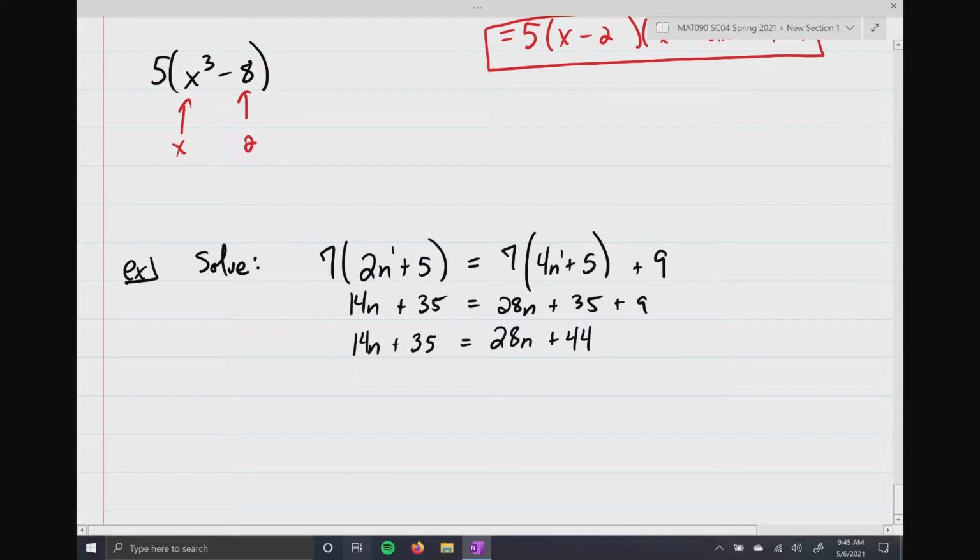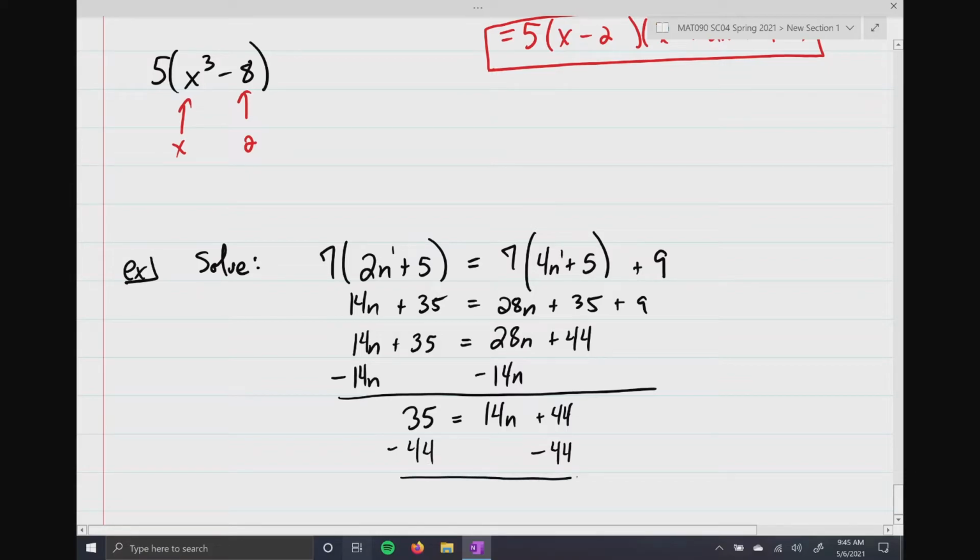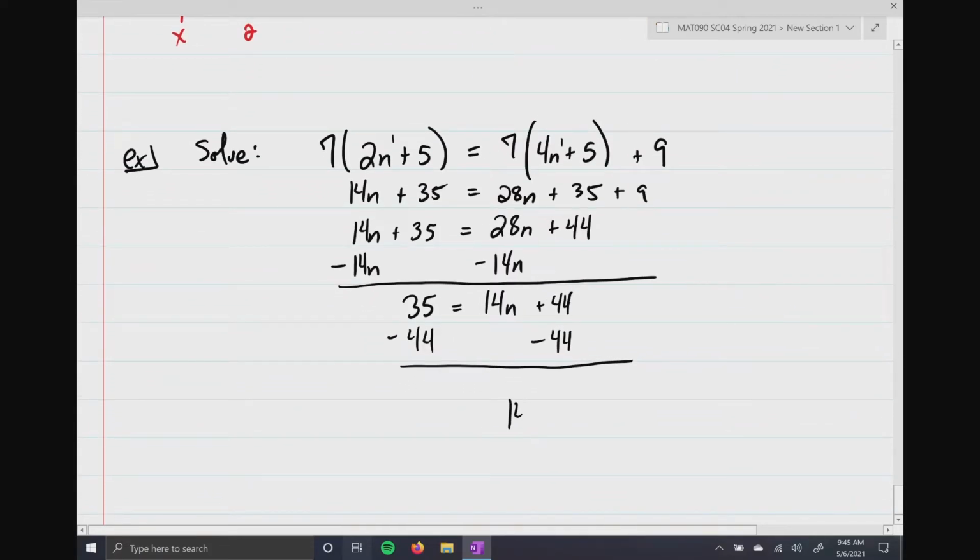Step 4. Now this is where I want to get variable terms on one side, constant terms on the opposite side. So I'll subtract 14n from both sides. I'll do that first. So that's going to give me 14n plus 44. Now I will subtract 44 from both sides. I think you get negative 11. Is that correct? No. It's negative 9.